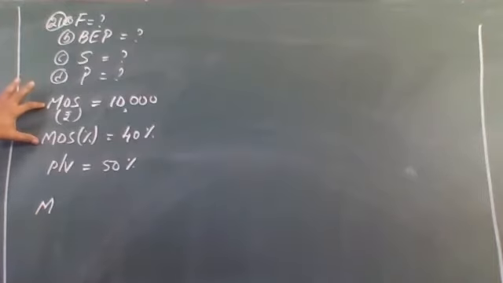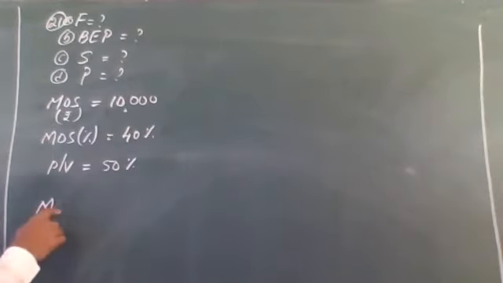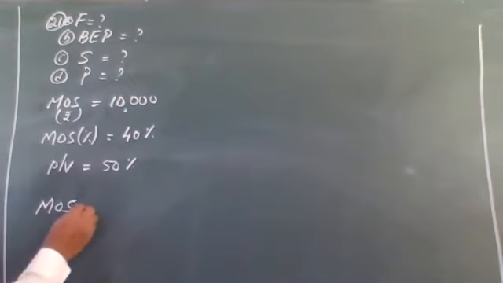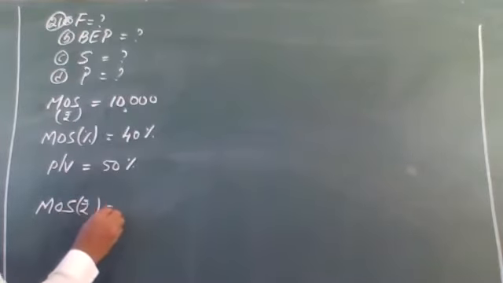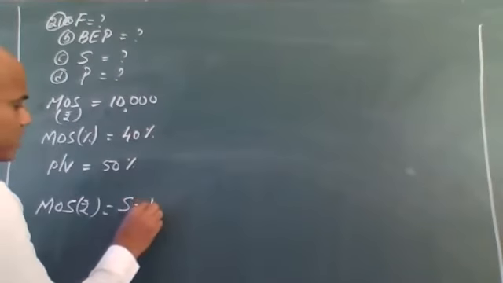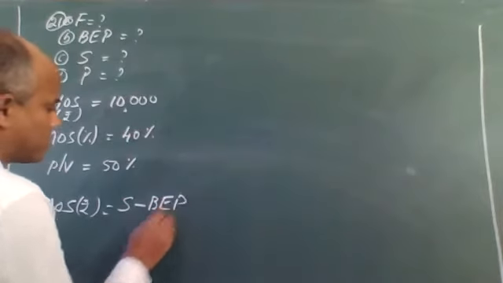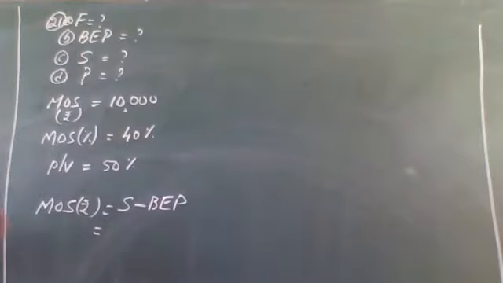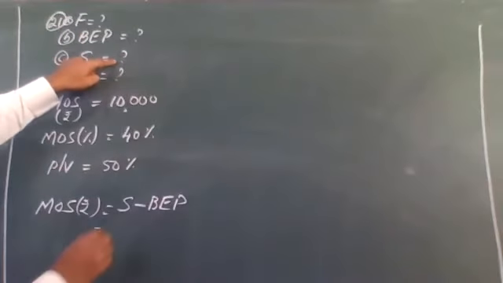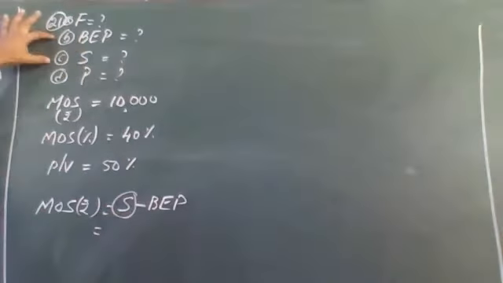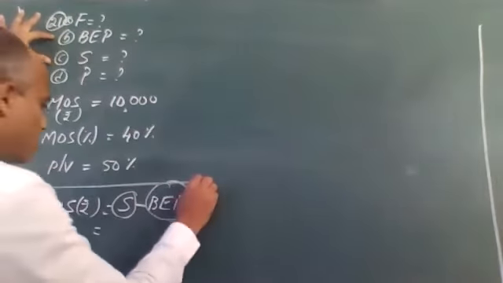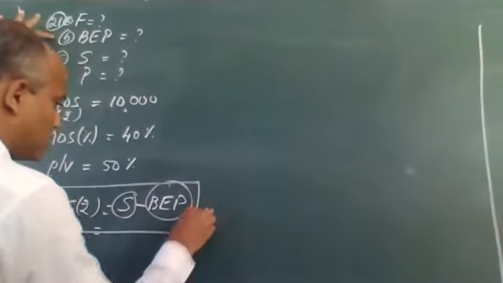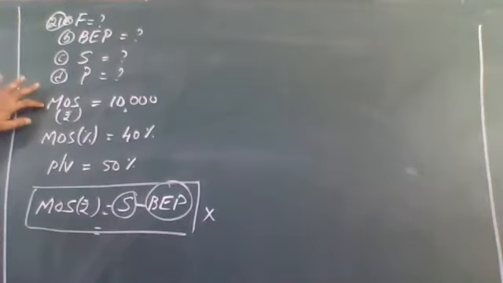MOS percentage is MOS by sales. MOS in rupees is equal to total sales minus break-even sales. Do you have total sales? No. Do you have break-even sales? No. So let us not go with this formula. Let us try with another formula.